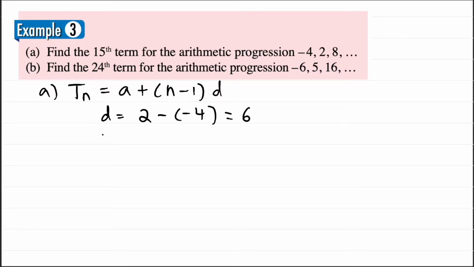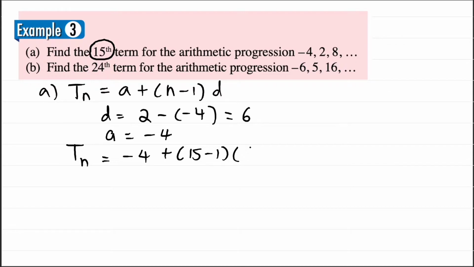Okay. And then we know that A dia dah bagi dekat situ, A dia adalah negatif 4. So, masuk je dalam formula. So, Tn sama juga dengan negatif 4 tambah N kita apa? Kita masukkan N kita adalah 15. So, 15 tolak 1. Masukkan dia punya D tu 6 lah.